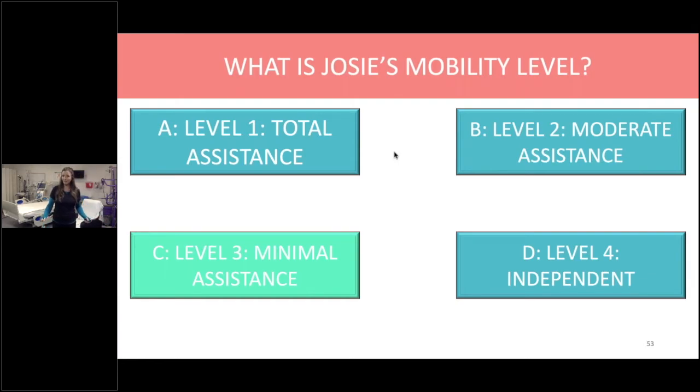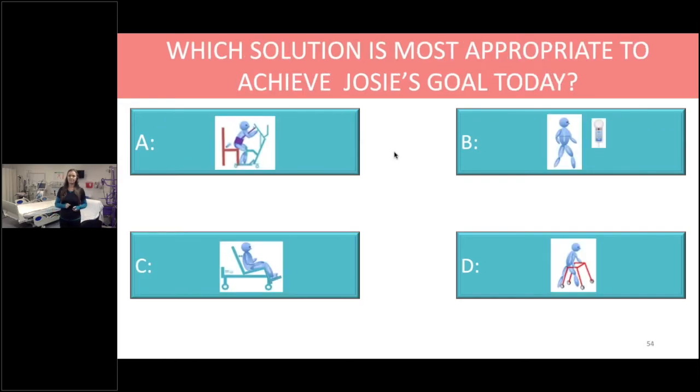She was steadier with her walker, but you did not feel confident that she could step out and walk without losing her balance. So she remains a level 3. Remember, independent means you would tell them you can get up by yourself. Which solution is most appropriate to achieve Josie's goal today? Powered stand aid, no equipment, chair mode of bed, or a walker?